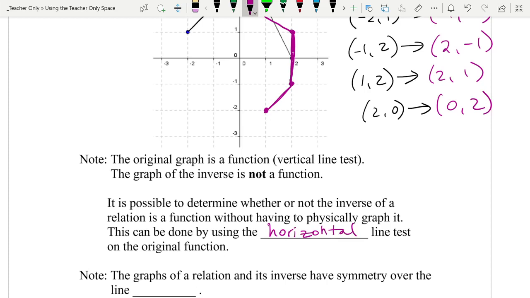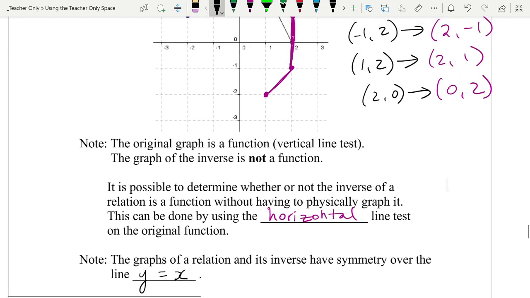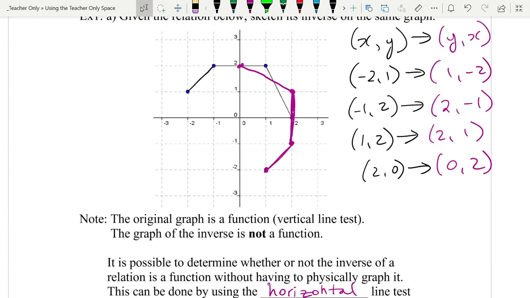Note, the graph of a relation and its inverse have symmetry over the line y equals x. In other words, you can say that that original black graph and the purple graph are reflections of one another if the reflecting line is the diagonal line y equals x. This takes a little bit of imagination. Can you kind of see that? If I turn that dotted red line, which is the line y equals x, into a mirror, that's an X up there, by the way. That's better. Can you kind of see that that's a mirror image?